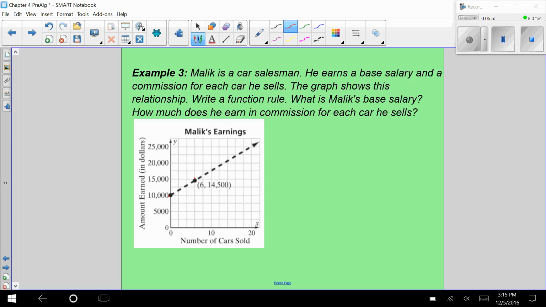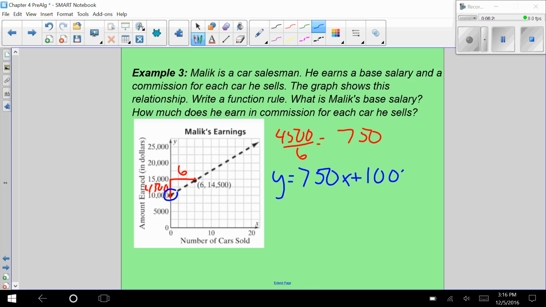So we're going to determine our slope. So let's take the 2 points it gives us. It gives us 0, 10,000 and 6, 14,500. So our rise between 10,000 and 14,500 is 4,500. Our run is 6. So our slope is 4,500 over 6, which simplifies to 750. Our y-intercept is right here where we cross the y-axis at 10,000. So our equation is y equals 750x plus 10,000.